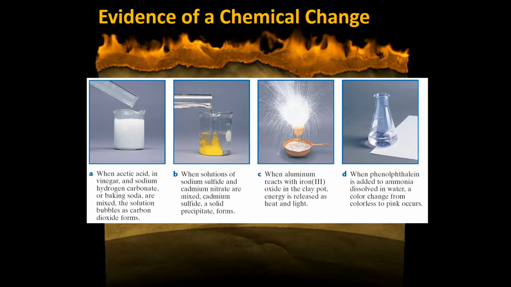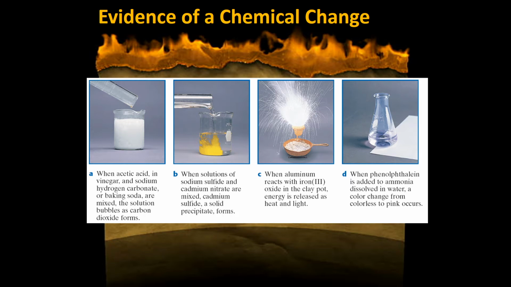In the next example, B, the solutions of sodium sulfide and cadmium nitrate are mixed together. They're both clear liquids with no color. And whenever they mix together, you can see cadmium sulfide being produced as a solid, a yellow powder that sinks to the bottom of the mixture. It usually is a very good indicator that a reaction has occurred.